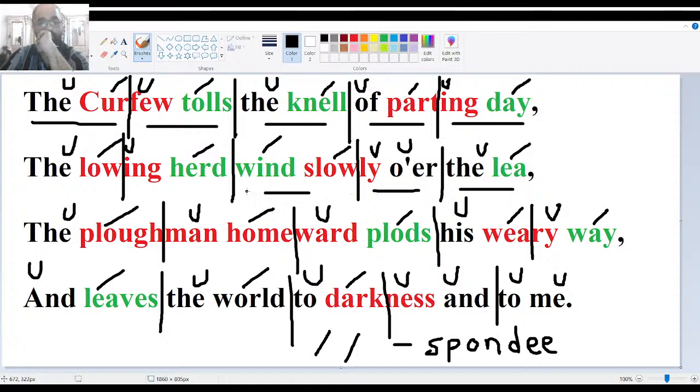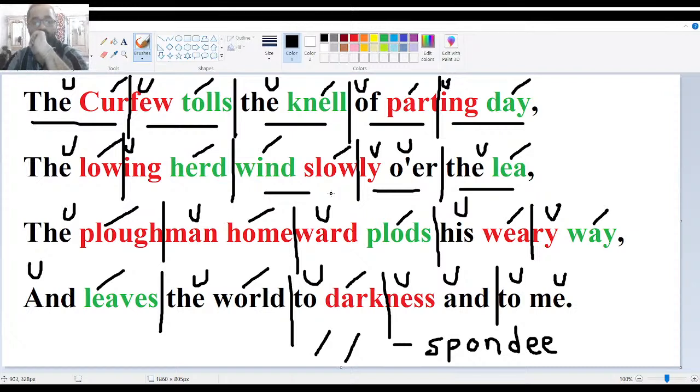Notice how using repeated accents, using more stressed syllables in a line, slows down the speed. When there are a lot of stressed syllables, you tend to go a bit slow.